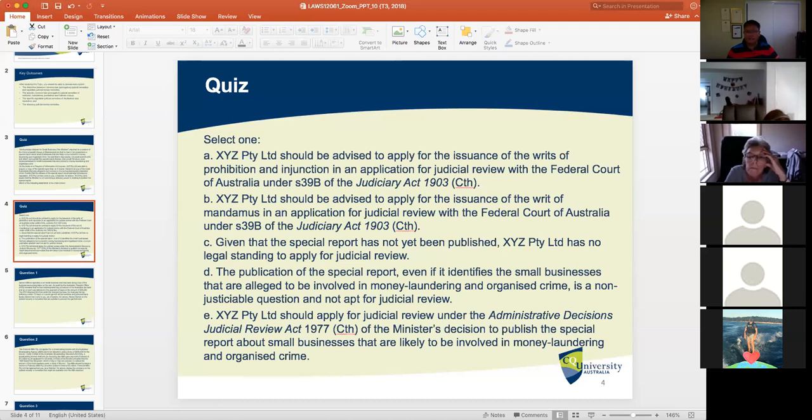Let's look at D. Why? The publication of the special report, even if it identifies the small businesses that are alleged to be involved in money laundering and organised crime, is a non-justiciable question and not apt for judicial review. Is that a correct answer? Some have chosen D. We've got about 3 students choosing D. Is that a correct answer?